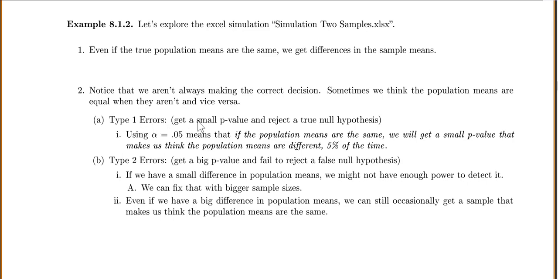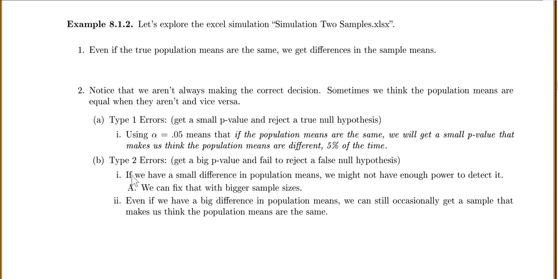A type 1 error means you get a small p-value and you reject a true null hypothesis. So if we were to use alpha equals 0.05, that means if our population means are the same, we'll get a small p-value that makes us think the population means are different 5% of the time, so 1 in 20 times. A type 2 error means we get a big p-value and we fail to reject a false null hypothesis.